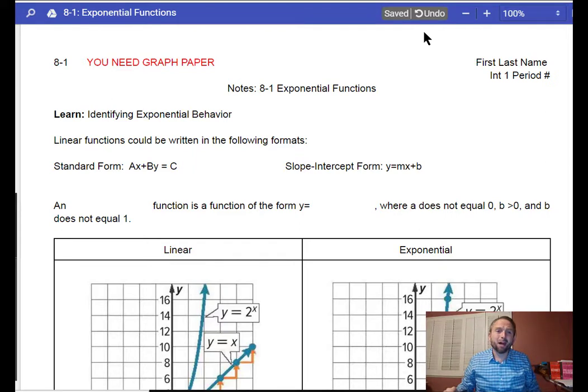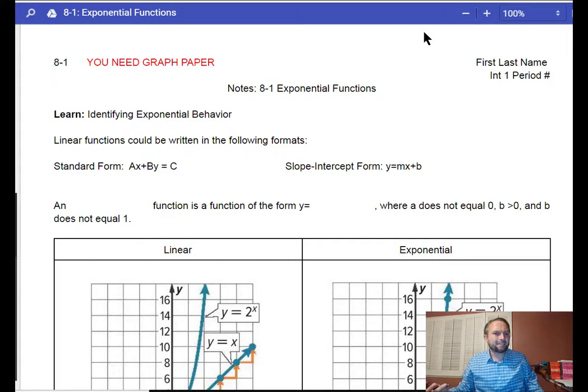We're going to be talking about exponential functions. This is going to be added into chapter 4, so make sure you're writing this down still, even though it says 8-1. Please write your information in the top corners. You will need some graph paper for this.